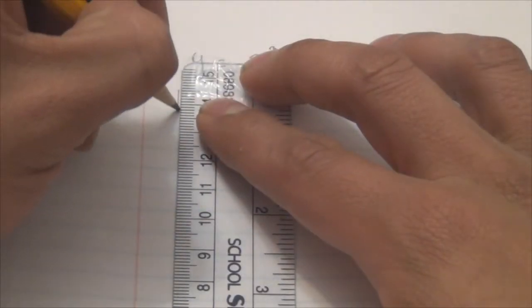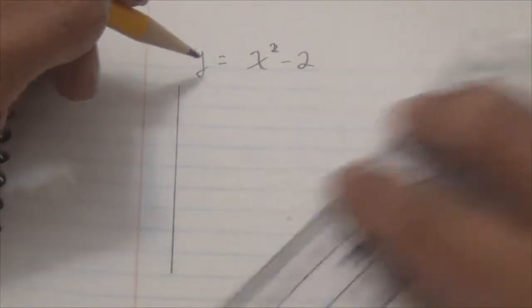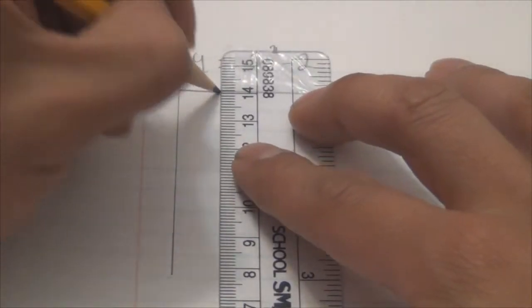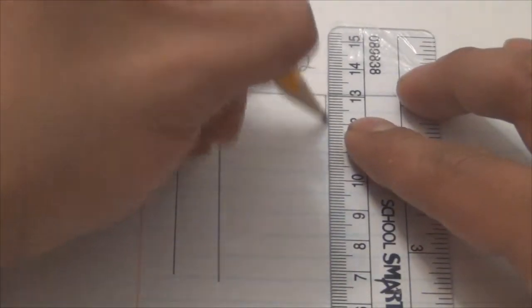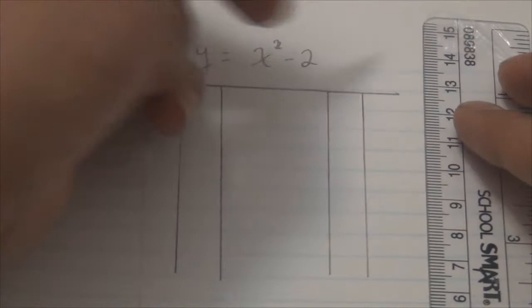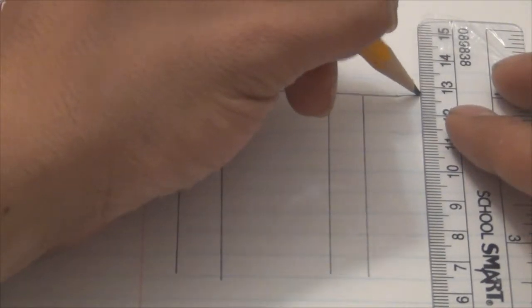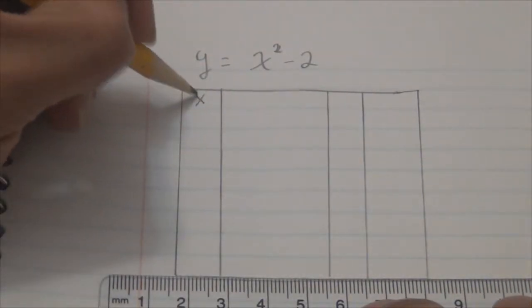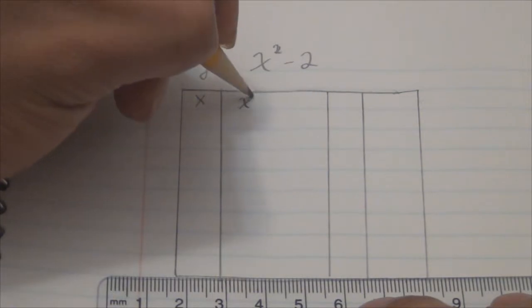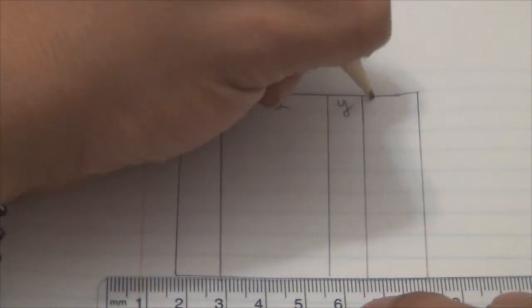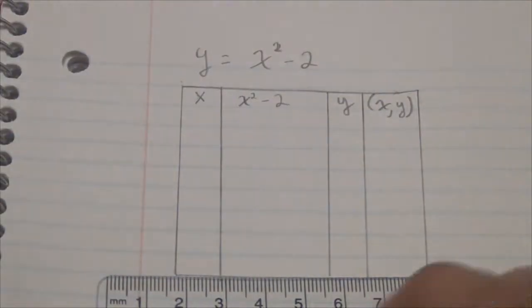Now how do I create a table of values? Well, you create your own values. So I am going to just do my table right here. Here is my x. Here is the machine. The machine is called x squared minus 2. Here is the resulting y value, and here's where you're gonna put your x comma y. So we're good with that, right?